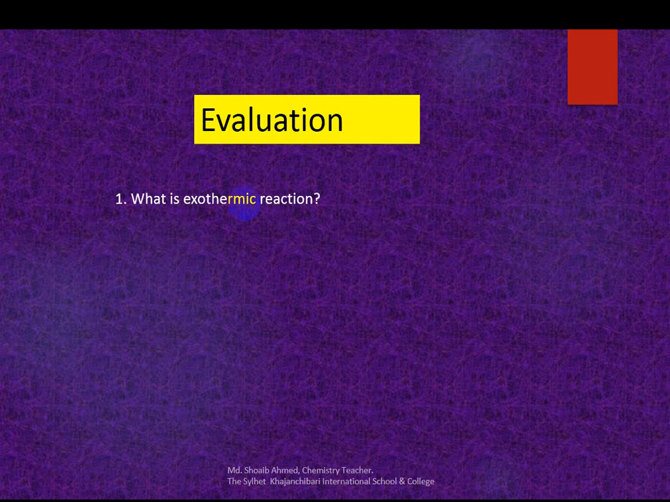Some chemical reactions give out energy in the form of heat. A reaction that gives out heat to the surroundings is said to be exothermic. Here energy is released to the surroundings. Okay, what is an endothermic reaction? A reaction that absorbs heat from the surroundings is said to be endothermic. As a result, the reaction area becomes cool.